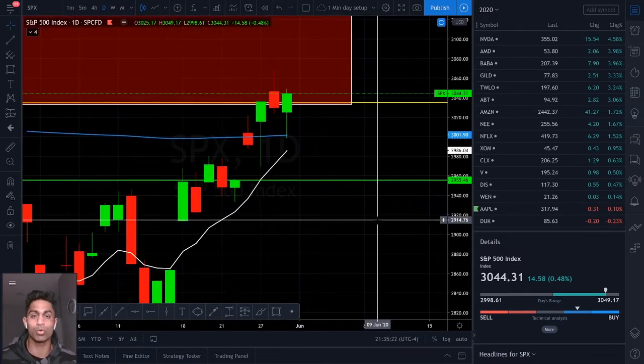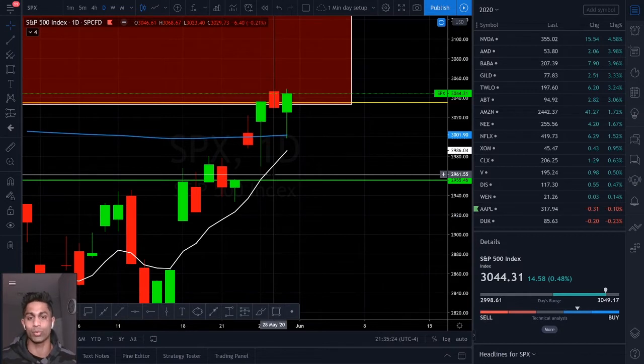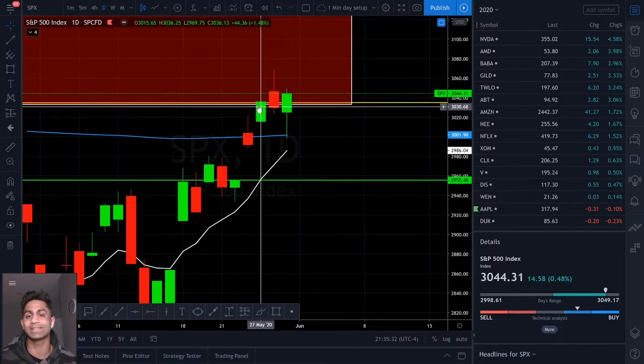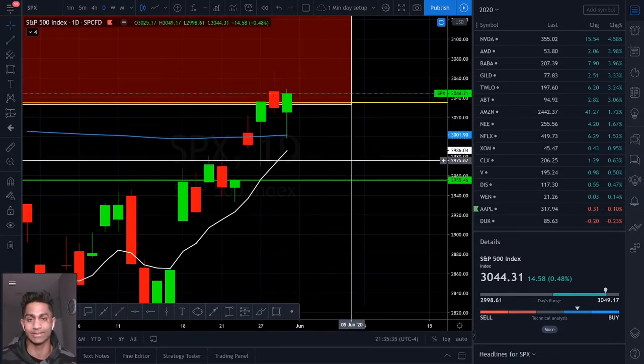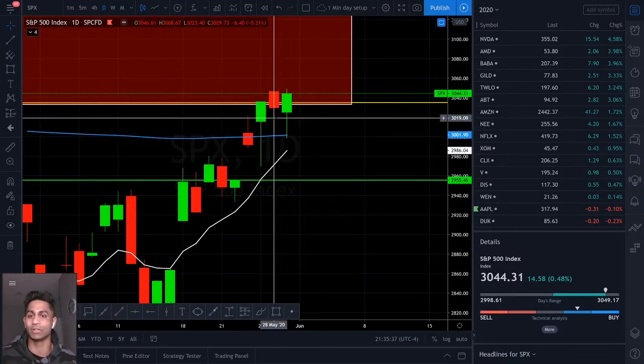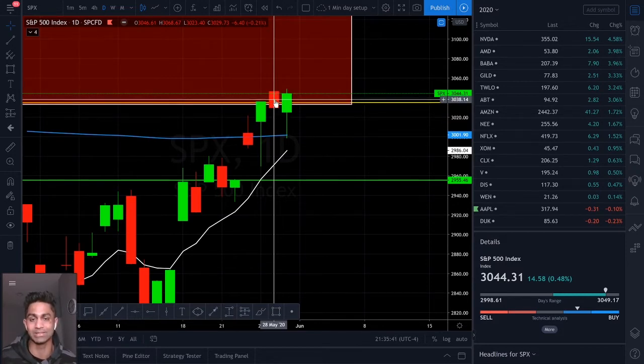So one more thing that I want to talk about for May 28th, that's the red candle, that's the inverted hammer candle that you guys see. And the index essentially gapped up and then it sold off during the day. But the high for this candle, you guys can see, was 3068.67. That's the high for this candle.